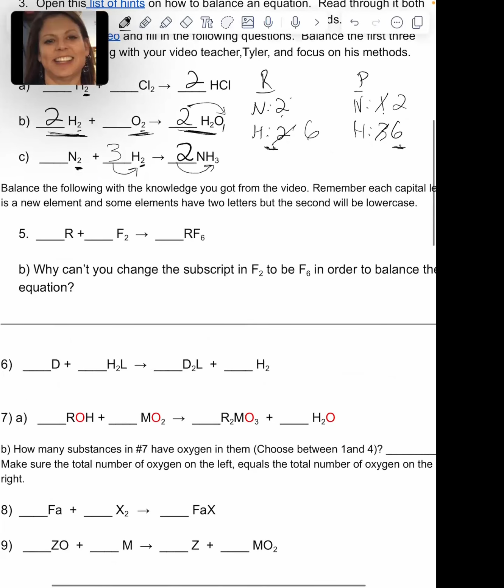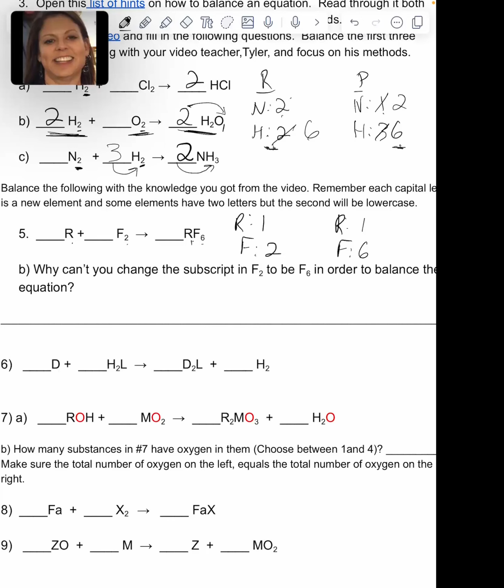All right, number 5. All right, so we have 1 R. We can make a list if we want. I have 1 R on the left and 2 Fs on the left. On the right, I have 1 R and 6 Fs. So my R's are fine. My F's, I'm missing some on the left. I need more on the left.